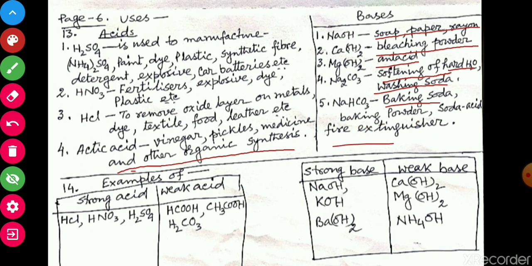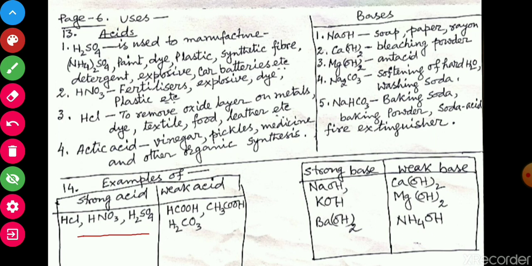Now, some examples of weak acids and strong acids. Strong acids: HCl, HNO3, H2SO4. Weak acids: methanoic acid, ethanoic acid, carbonic acid. Some examples of strong bases and weak bases. Strong bases: NaOH, KOH, Ba(OH)2. Weak bases: calcium hydroxide, magnesium hydroxide, ammonium hydroxide, etc.